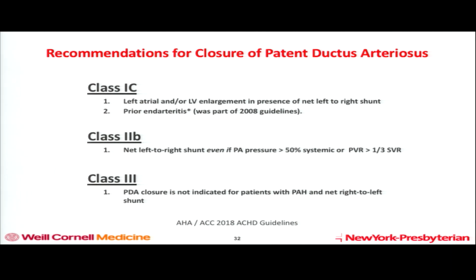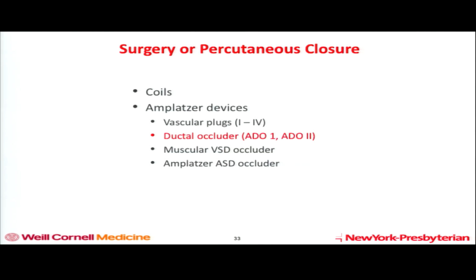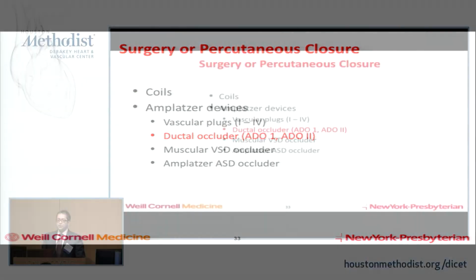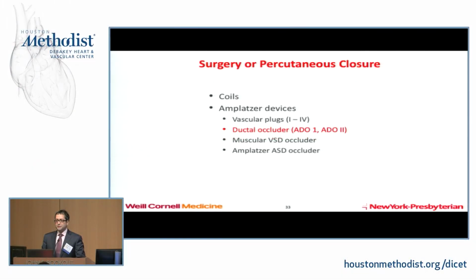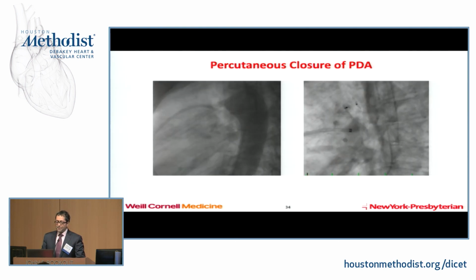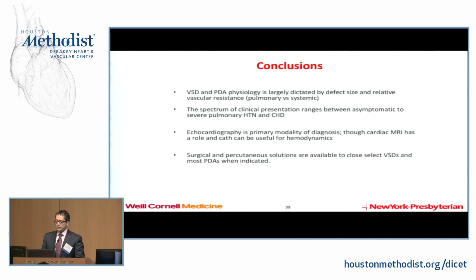I left prior endocarditis on there because I think a lot of us, even though that fell off the guidelines this year, for those of you who may not know, if you've had multiple bouts of endocarditis and you have a PDA, most of us would still recommend closing the PDA, because whether it's surgery or interventional, and a lot of PDAs are closed interventionally, the risks are pretty low and it's a relatively safe procedure. This is an example of a percutaneous closure of a PDA, which can be done quite safely.